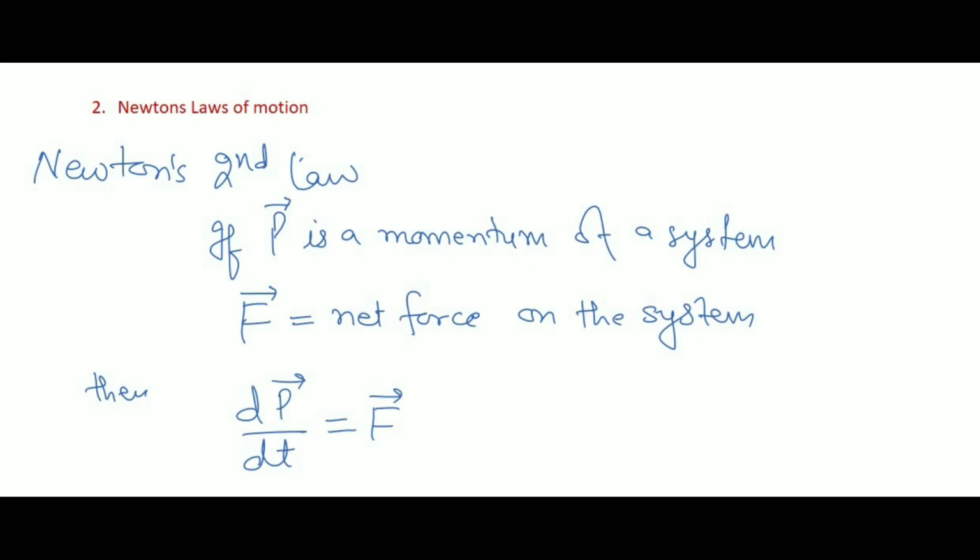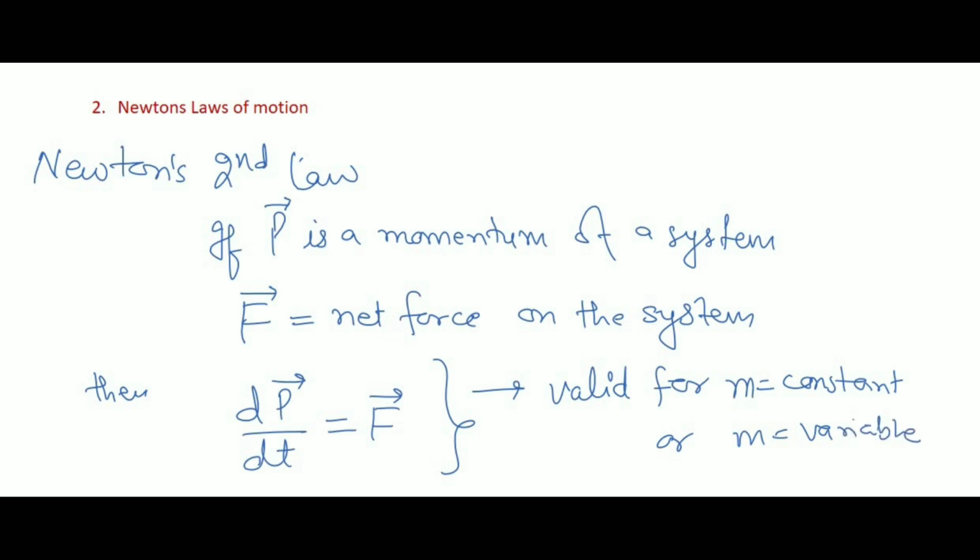So Newton's second law says that if there is a net force on the system, then the rate of change of momentum is that force. This equation is valid whether the mass is constant or the mass is variable. From here we know that the momentum of the particle is given by mass times velocity. So from the second law, we can conclude that d by dt of m v vector is equal to the net force.